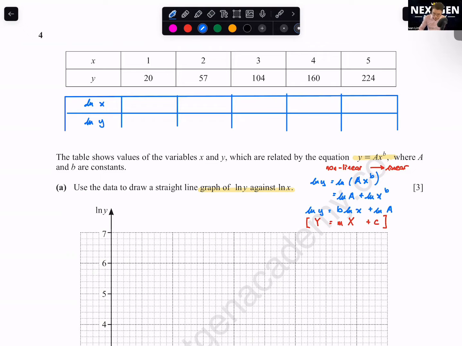Go and draw, go and count in. So you're going to type in like that: ln 1, ln 2, ln 3, ln 4, ln 5. Get the exact value: 0, 0.69, 1.1, 1.4, 1.6. Don't need to write so many decimal places because when you look at the graph, you can't measure so accurately, right? 3 significant figures also can, but when you plot it out, you actually round it to 1 decimal place at most. So you can just write it out. Then here you get 3, 4, 4.6, 5.1, 5.4.